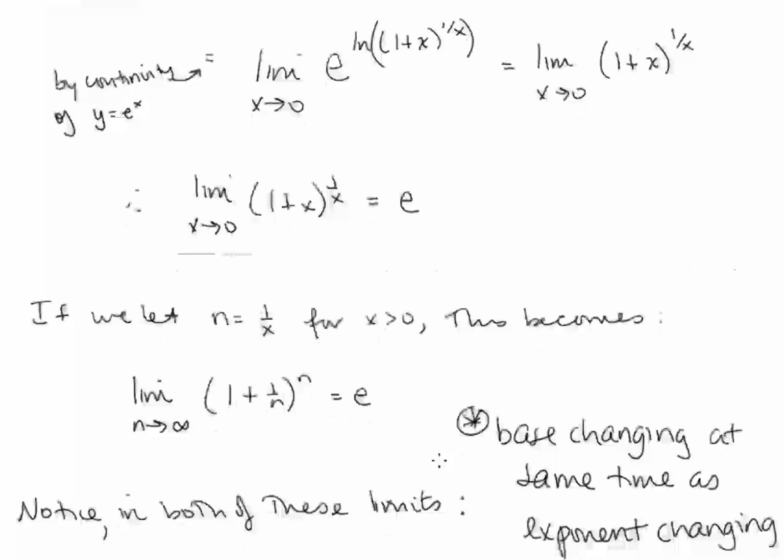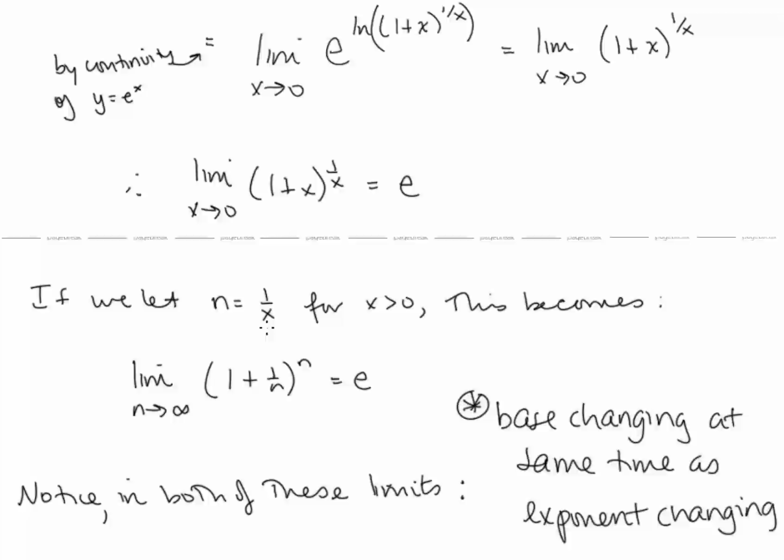Also notice that if we let n equal 1 over x for positive x values, then as x goes to 0, n is going to infinity. So n is going to infinity, and then x is equal to 1 over n. 1 over x is equal to n. So we can rewrite this limit in terms of n, and it looks like this. Limit as n goes to infinity, 1 plus 1 over n to the n is equal to e. So this is another way that we can express e as a limit.